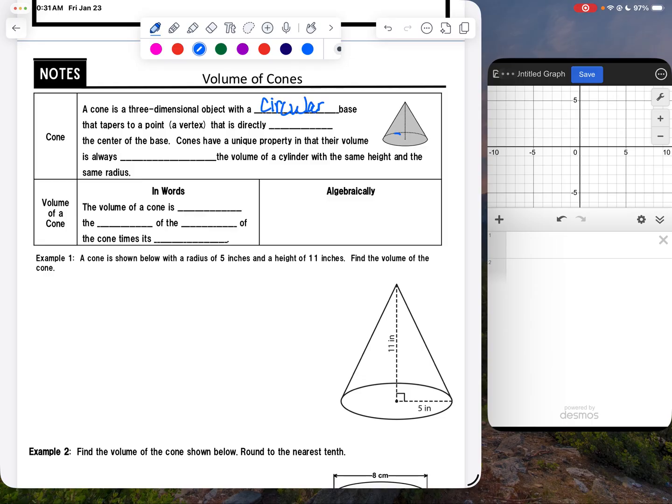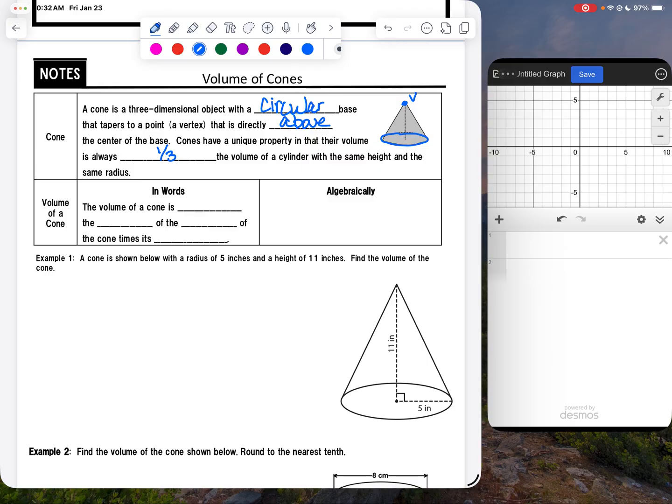So in this cone shown, here's our circular base that tapers to a point called a vertex that is directly above the center of the base. So in this cone shown, our vertex would be right here at the top. Cones have a unique property in that their volume is always 1/3 the volume of a cylinder with the same height and the same radius.